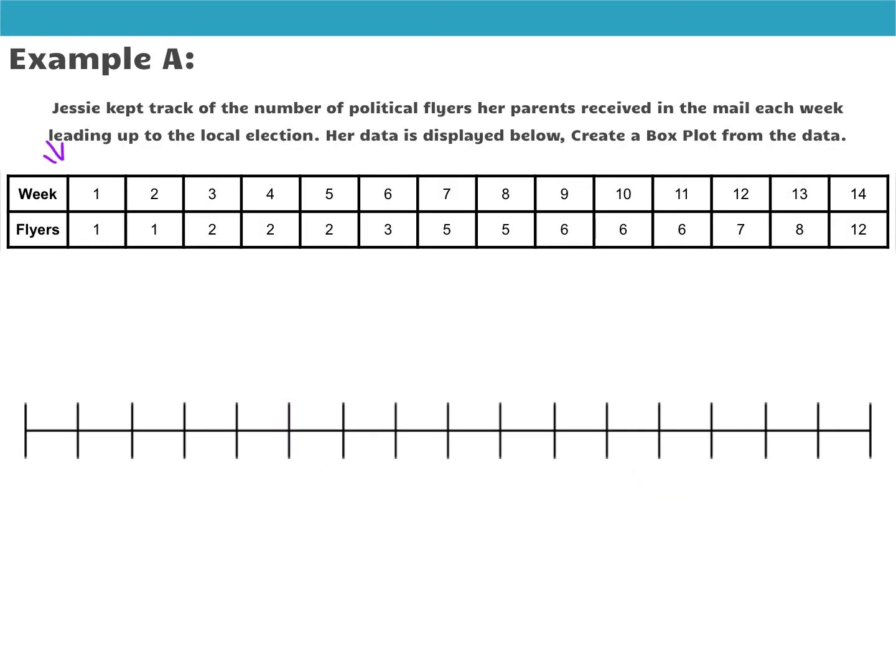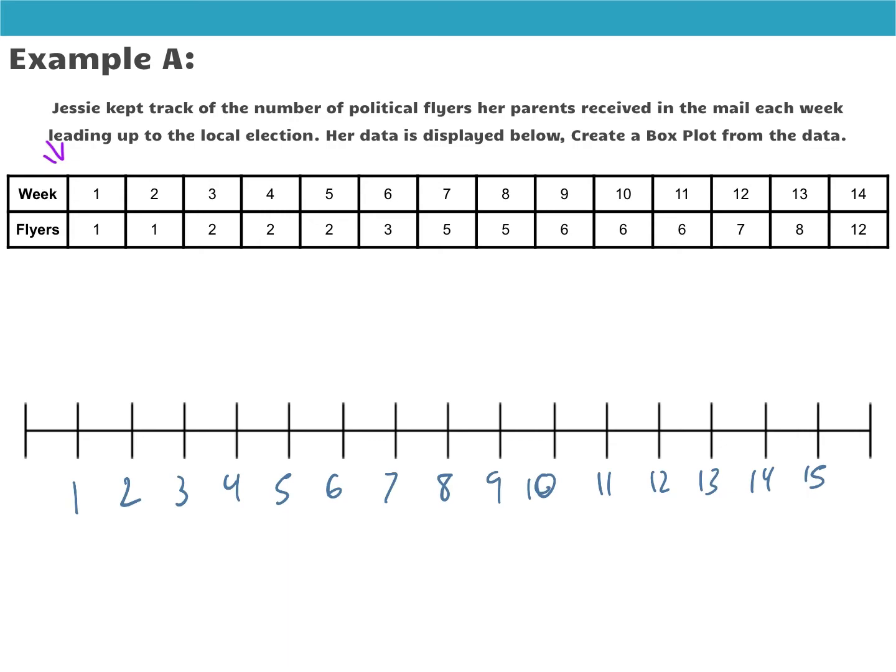So jumping back to our box plot, we've got our data now. We know that our median is 5, so we're going to draw a line. Oh wait, we don't have any numbers on our number line. So we're going to have to label our number line before we can draw a box plot. So we've got 1, 2, 3, 4, 5, 6, 7, 8, 9, 10, 11, 12, 13, 14, 15. So now that we have our numbers on our number line, now let's make a box plot.